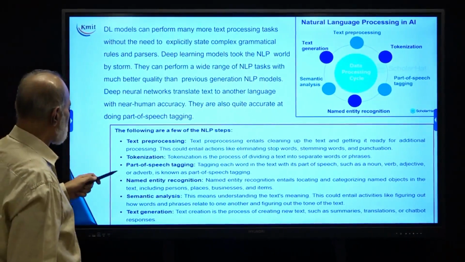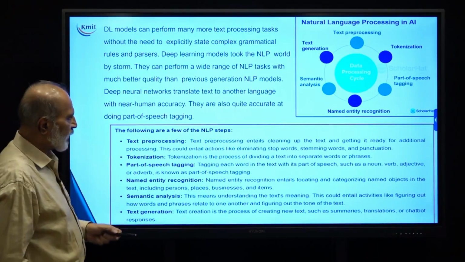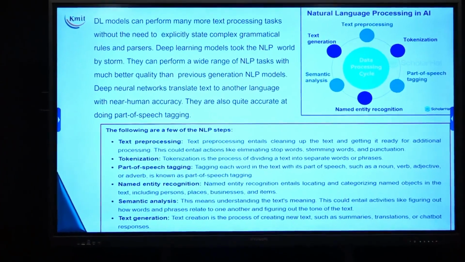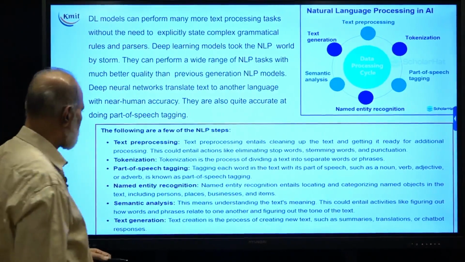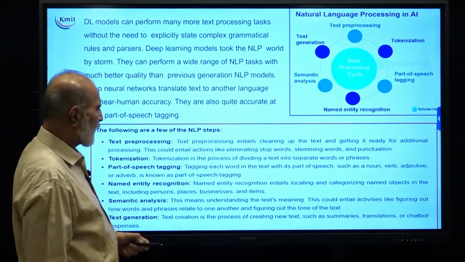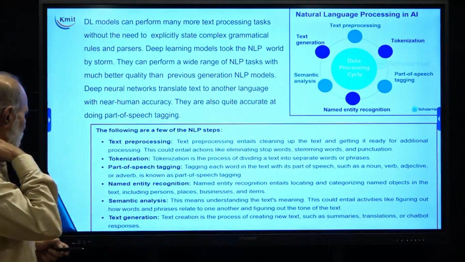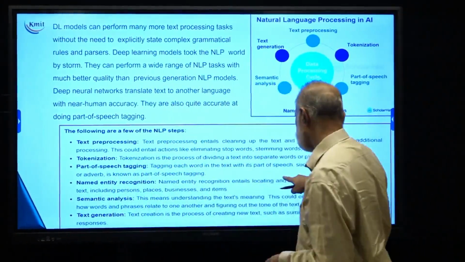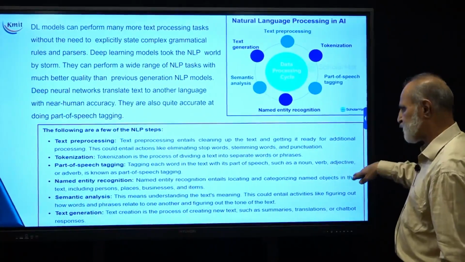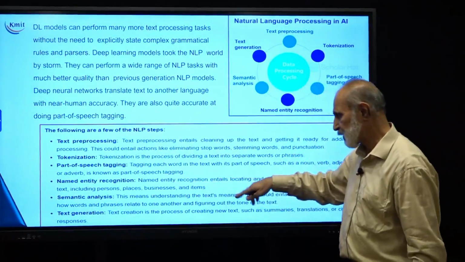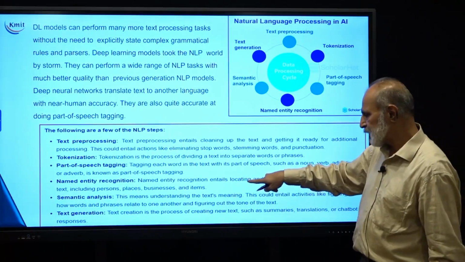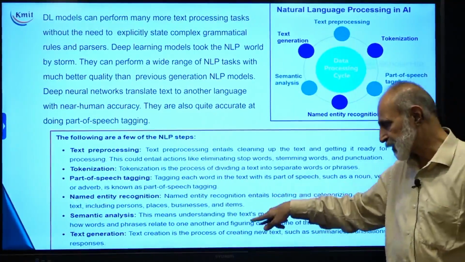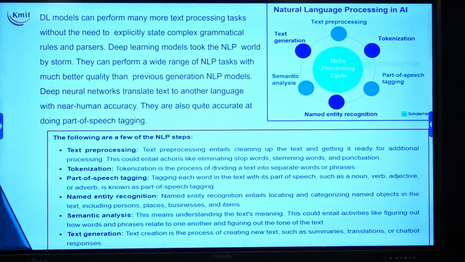Okay. So, for example, some of the tasks are text processing. Text processing entails cleaning the text and getting it ready for additional processing. This could entail actions like eliminating stop words, stemming words, and removing punctuation marks. Tokenization is the process of dividing a text into smaller words. Part of speech tagging, like sometimes I tweet. Okay. So, tagging each word in the text with its part of speech, such as noun, pronoun, verb, adjective, adverb, is also known as part of speech tagging. Named entity recognition entails locating and categorizing names in the text, including persons, places, businesses, and items. Semantic analysis deals with the meaning and understanding of the text.